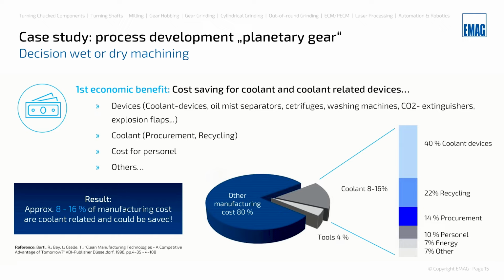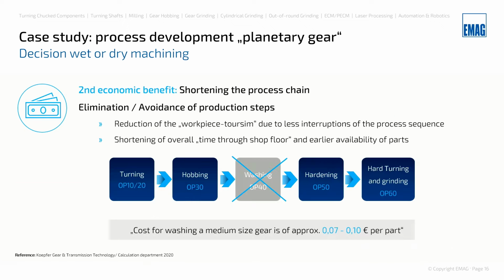And I find it impressive that these 8 to 16% consist of 40% coolant related devices such as oil mist separators, centrifuges for centrifuging workpieces, washing machines, or when it comes to hard fine machining, like in gear grinders, no CO2 extinguishers and no explosion flaps will be necessary. Only then comes the recycling with 22% of saving and then 14% for procurement. This is what these 3 gentlemen stated in the early 90s.